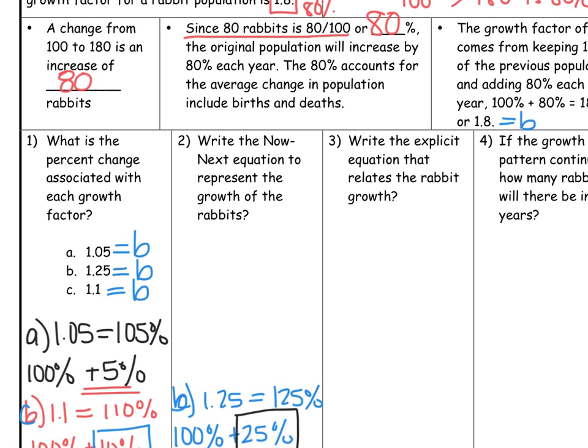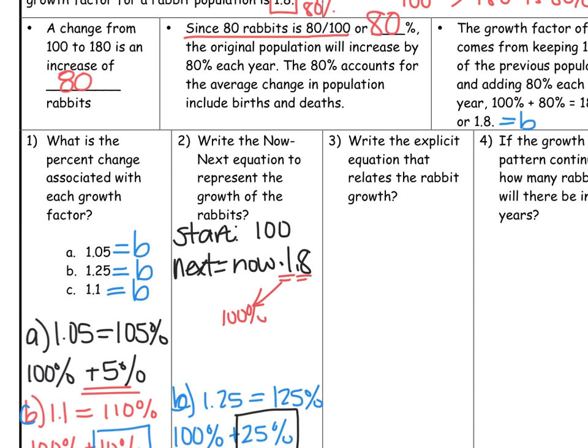So now back to the rabbits. We need to write a now-next equation to represent the growth of rabbits. So we know that we started with a population of 100 rabbits. Next equals now times our growth factor, 1.8, because it's increasing by 80% each year. This includes the 100% of the initial population, and this is the 80% growth rate.